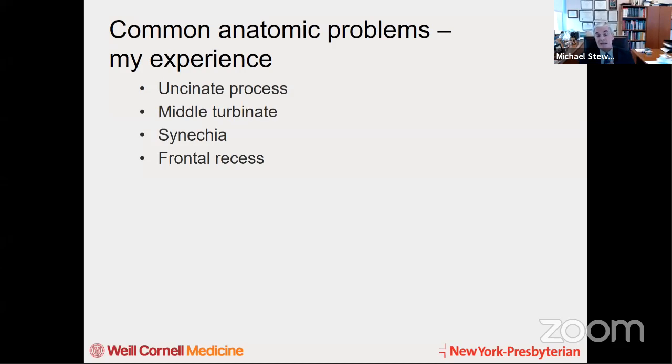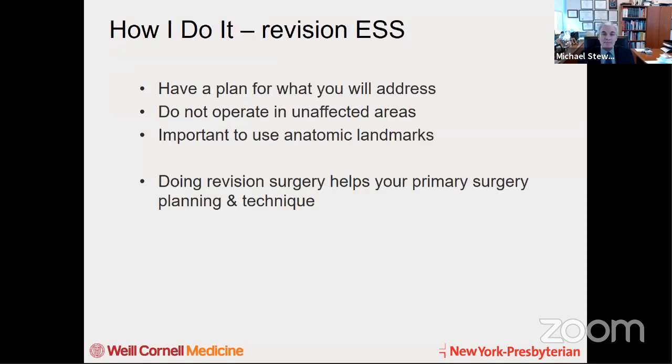And then in my experience, the frontal recess is not the most common reason for revision surgery, but it's not rare that the frontal recess is the area where you need to work. You definitely need to have a plan for what you'll address, and you don't need to go and do more. You don't need to open up unaffected areas.